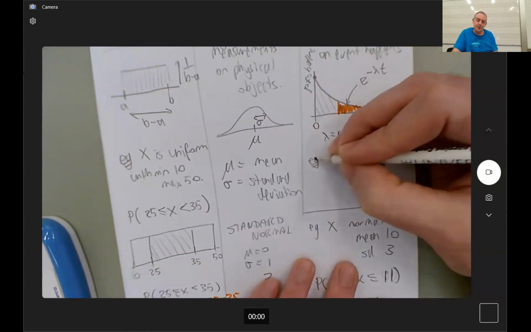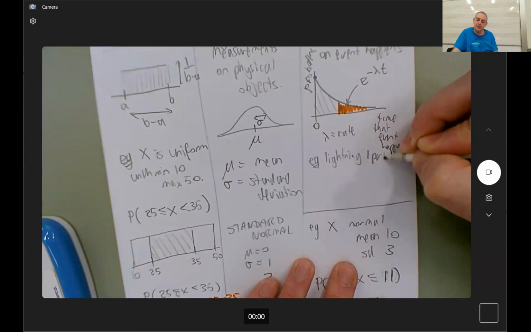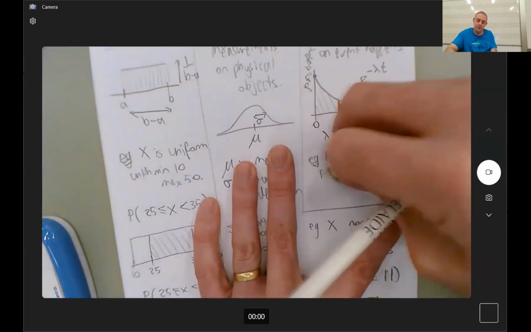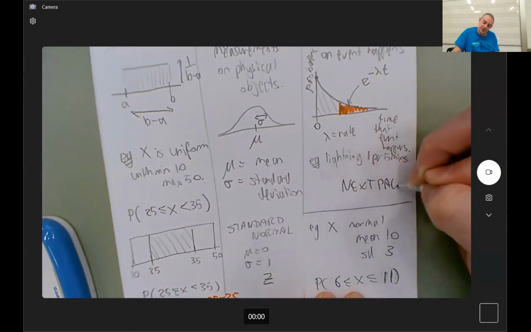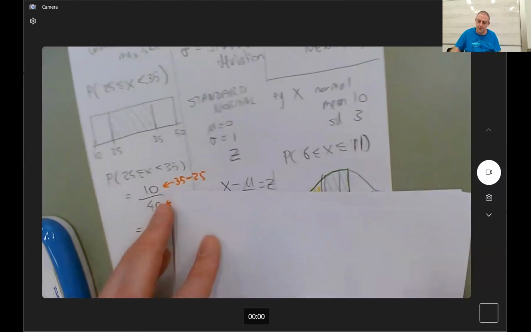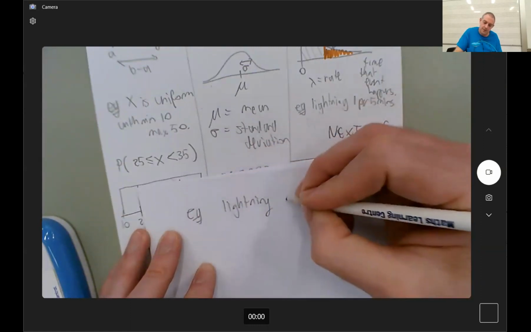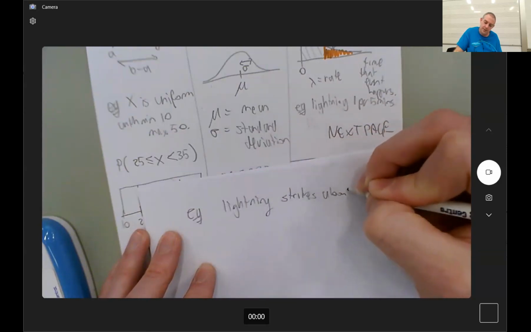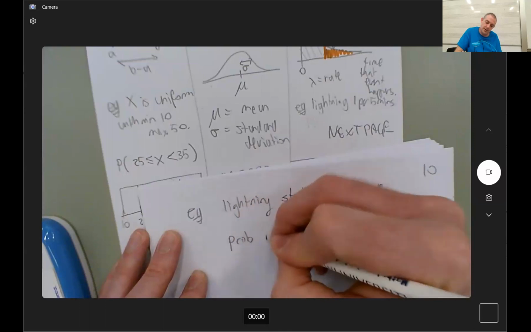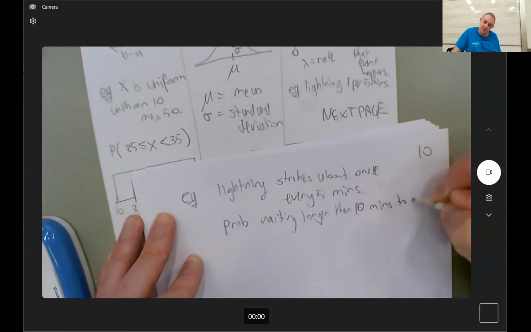So as an example, lightning with one per 5 minutes on average. All right, let's just do this example. Lightning strikes about once every 5 minutes. What's the probability that you're waiting longer than 10 minutes to see one?